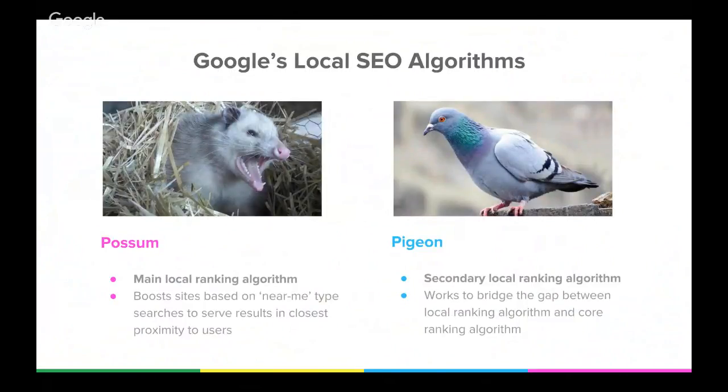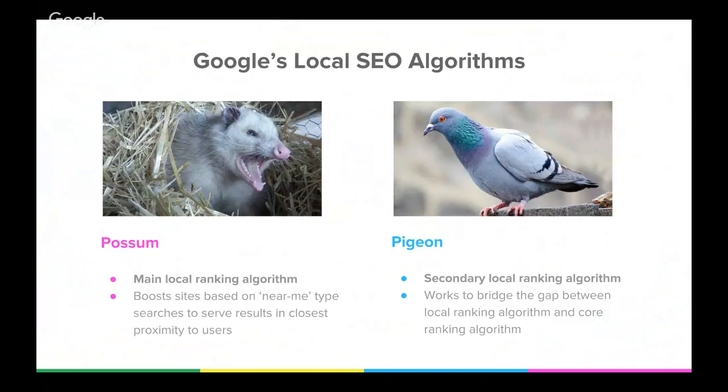Now onto the algorithms, and potentially my favorite slide just because of that wonderful picture of a possum. So Google have multiple algorithms that run simultaneously to decide which sites are going to rank highly in their index. Most of them do have a hand in local SEO, but these two are the ones in particular that I wanted to highlight. So first up, we've got the Possum algorithm. This is arguably the primary ranking algorithm for local searches, and it boosts sites based on near me type searches to ensure that the results in close proximity to users are shown.